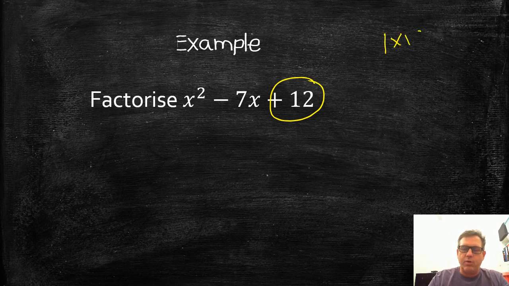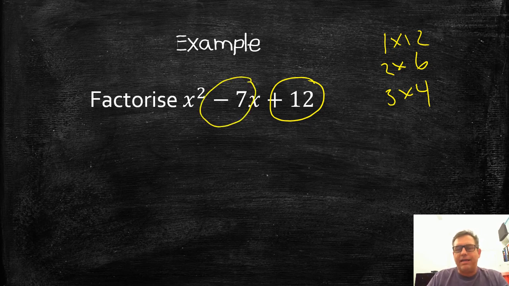It could be 1 times 12. It could be 2 times 6. It could be 3 times 4. Okay, now I need things that add to minus 7. Well, none of these things, if I add them together, 3 plus 4 is 7, but not minus 7. But what else gives me a positive 12? What about negative 3 times negative 4? That's also positive 12. And when I add that, I get minus 7.